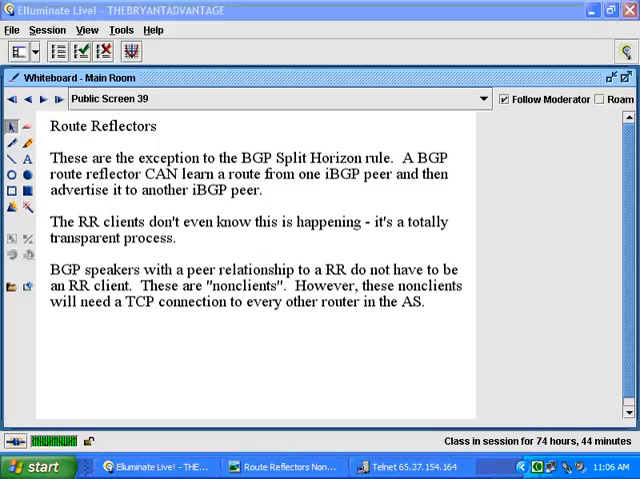Route reflectors are the exception to our BGP split horizon rule. Because when we configure a router as a reflector, or an RR as you see it in a lot of documentation, then they can learn a route from one internal BGP peer and advertise it to other internal peers. And it's a huge time saver for us, as well as being more effective overall than a full mesh. Because the clients don't even know this is happening.